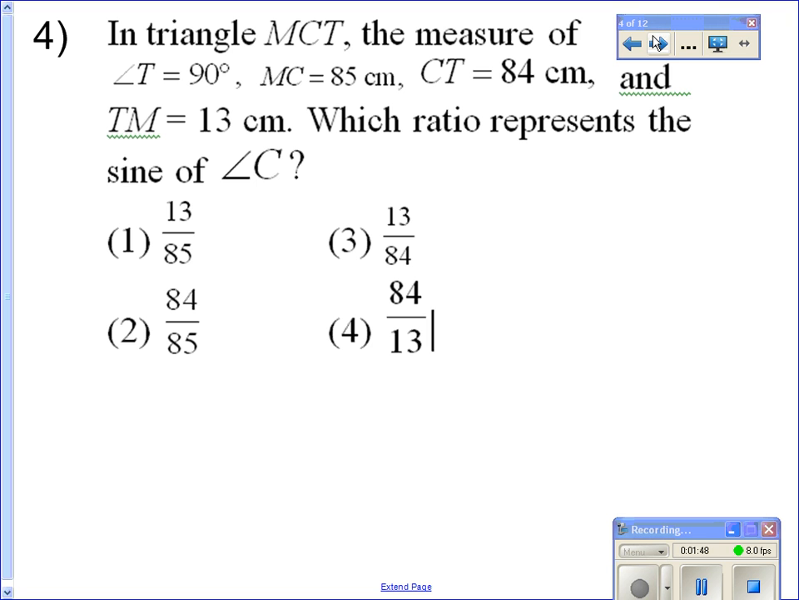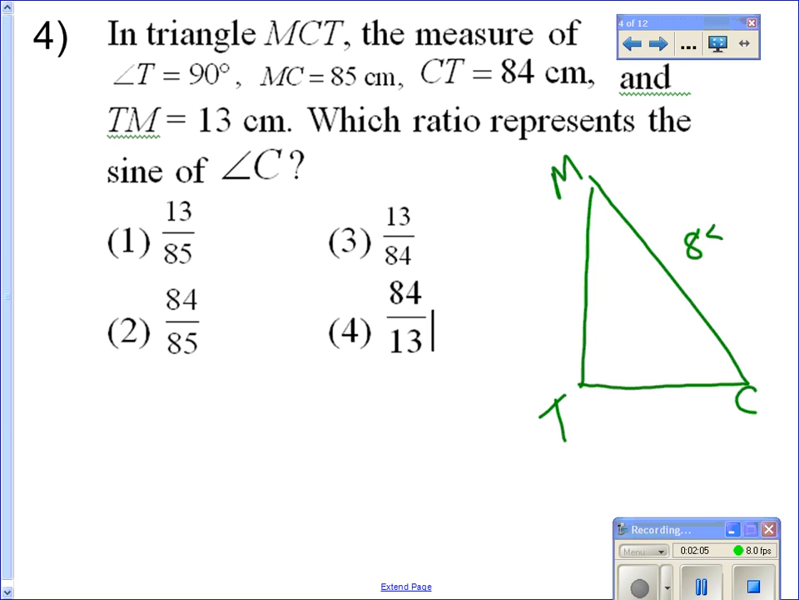So here's an example. It says that in triangle MCT, the measure of the angle T is 90. Okay, so the first thing I'm going to do is make sure T is my 90-degree angle. Then it says MC is 85, so I'm going to label that. CT is 84, and TM is 13. And all they want to know here is the ratio of the sine of C.